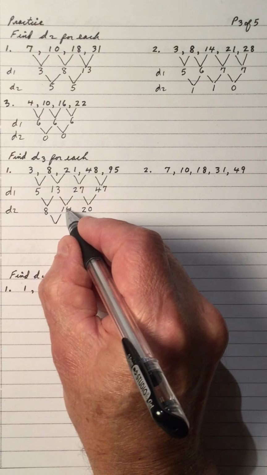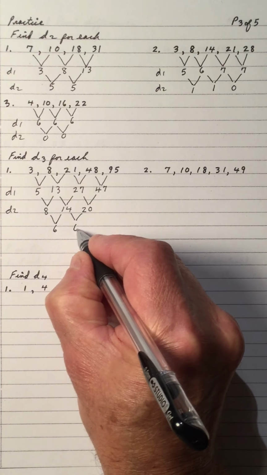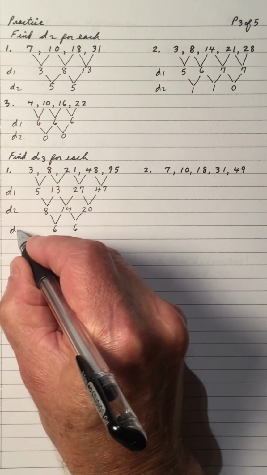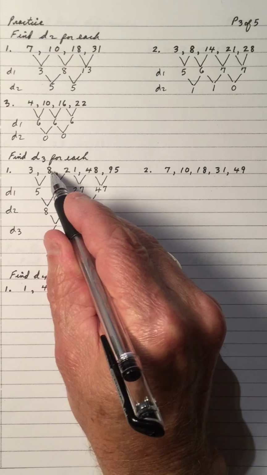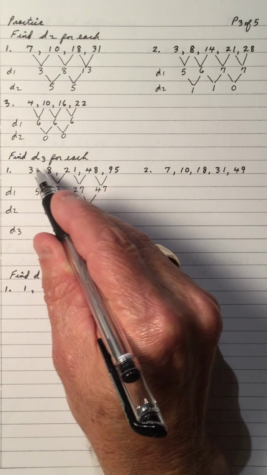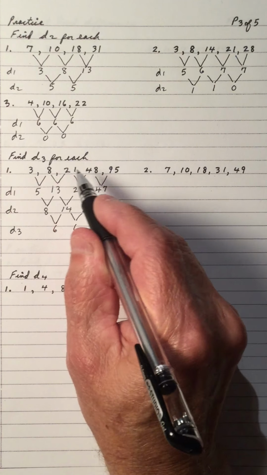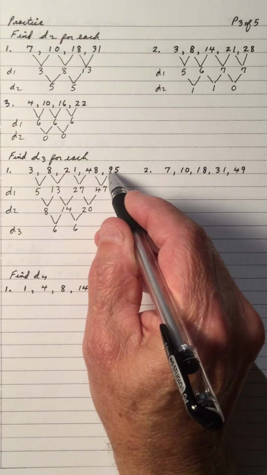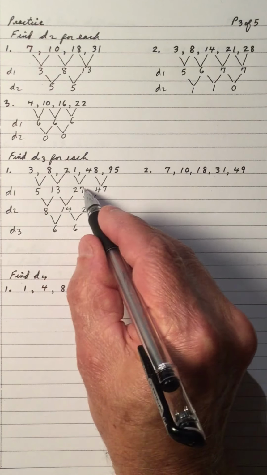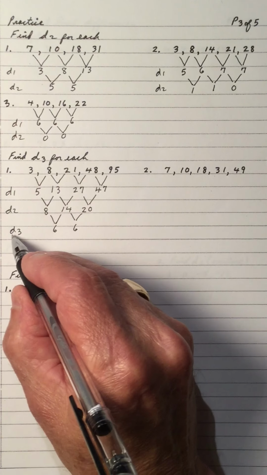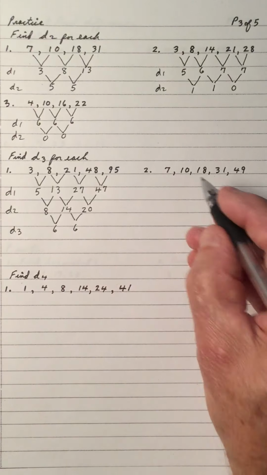Get D3. 14 minus 8 is 6. 20 minus 14 is 6. So D3. So D1, subtract the previous second term from the first, the third subtract the second, fourth subtract the third, and the fifth subtract the fourth. And we keep going. So D1, D2, D3. Notice that D3, the level difference, is constant 6.